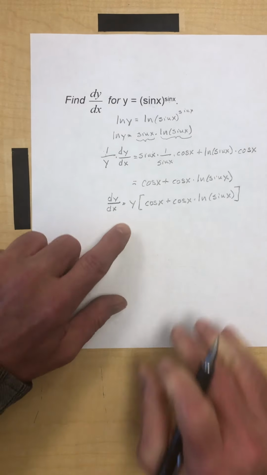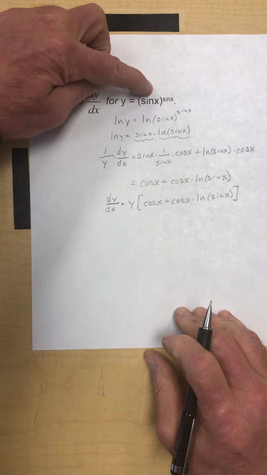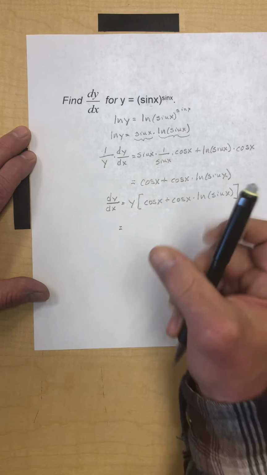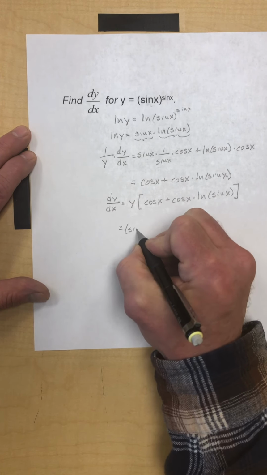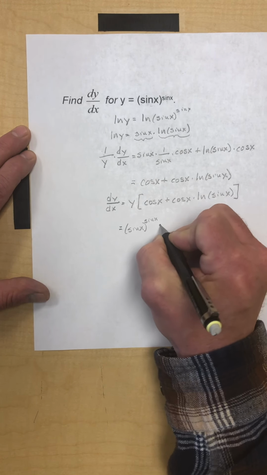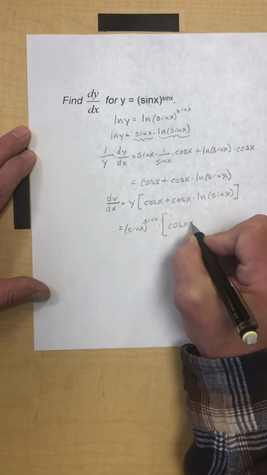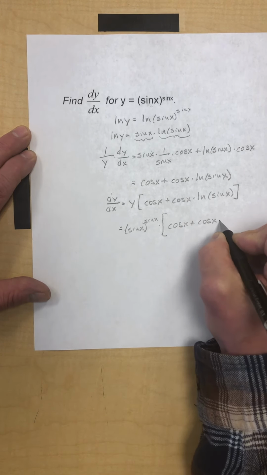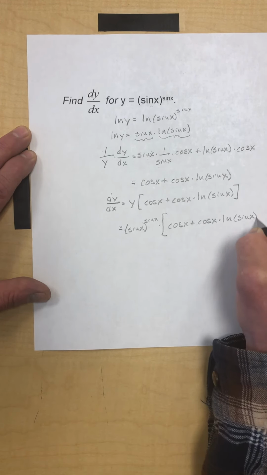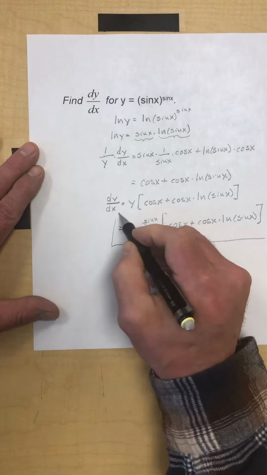And then obviously I know what y is. So I could come back up here and substitute sine of x to the sine of x power in for y. So we get sine of x to the sine of x power times cosine of x plus cosine of x times natural log of the sine of x. And certainly I would say that is one form of the answer, and that would be completely acceptable.